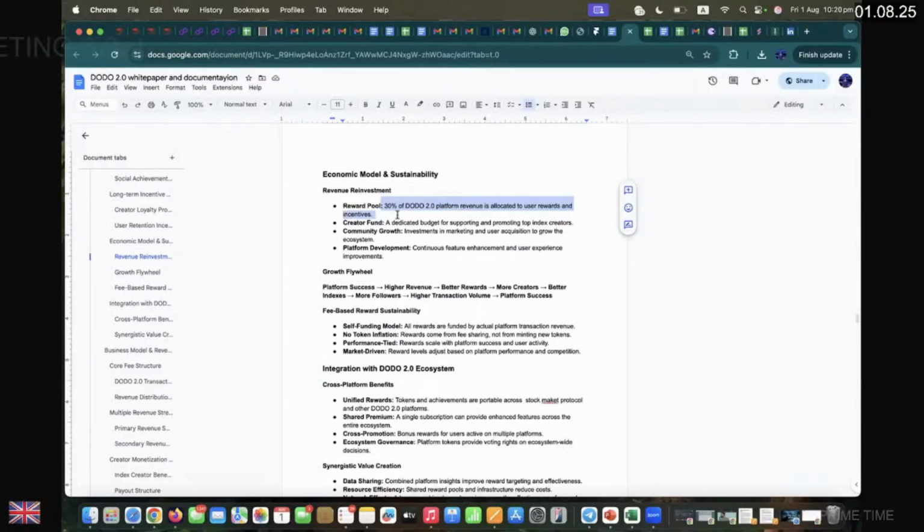So all the rewards will come from there. It will not be like we will start minting, printing our own tokens, and one day we will come up with more supply and give you more tokens. No, that is not going to happen. It is going to be performance tied, reward scale with platform success and user activity. Then it will be market driven as well.